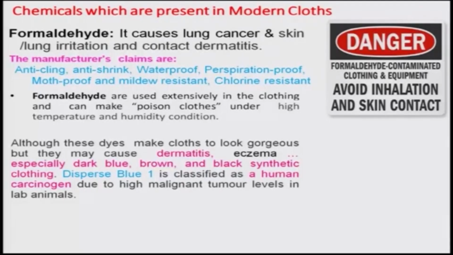modern clothes can make them poison clothes basically, under high temperature and humid conditions, and all of you will know that our country is in a tropical region, and except for very few regions, most are having high temperature and humid conditions. So, therefore, it is dangerous to have modern clothes using formaldehyde and other chemicals.